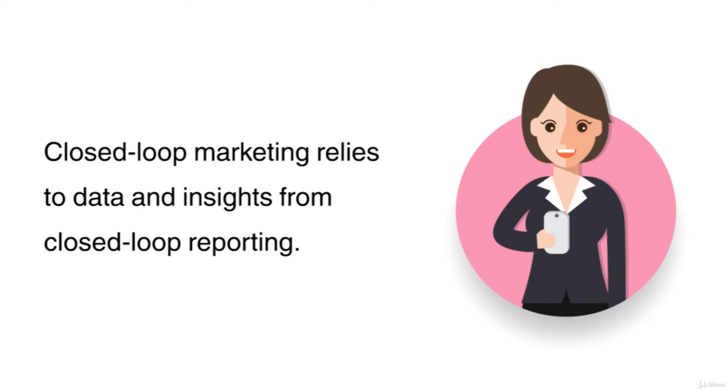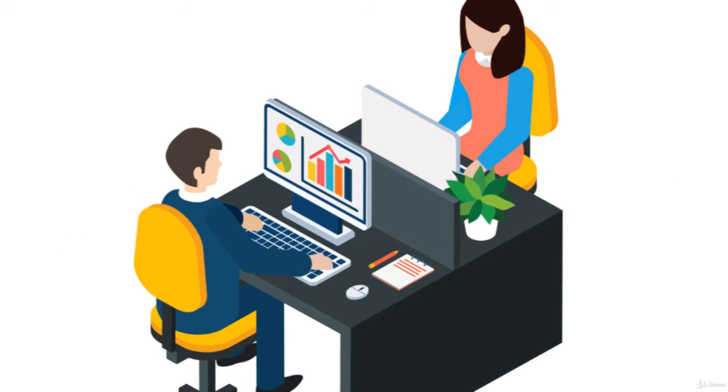Closed-loop marketing refers to data and insights from closed-loop reporting. Closing the loop means that the sales team reports to the marketing department about what happened to the leads that they received, which helps marketing understand their best and worst lead sources, and they can adjust their marketing campaigns and methods accordingly.